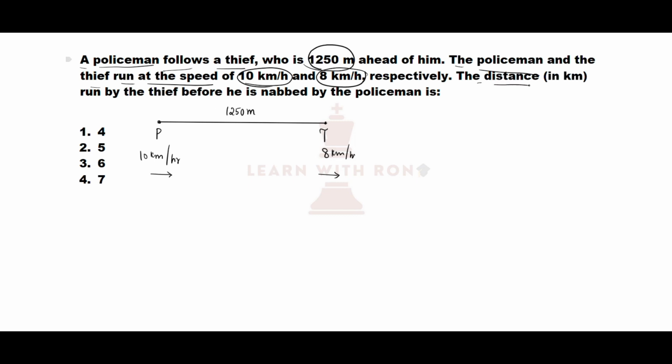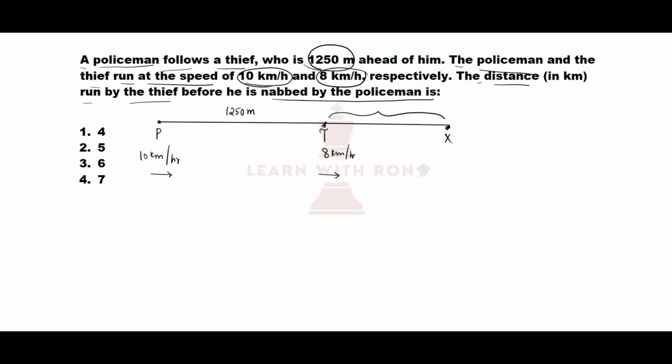See the next part. The distance in kilometers run by the thief before he is nabbed by the policeman. Let's say as soon as the thief saw the police, he started running. Let's say this distance the thief ran, and at this point the police caught the thief. Let this point be X here. So they asked us to find this distance, means the distance the thief ran from point T before he was caught by the police.